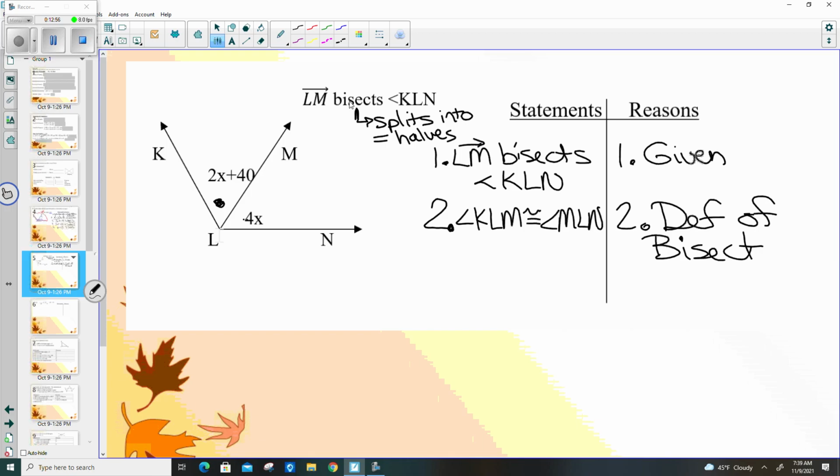What's my next step? What can I do with that congruent statement and the algebra that we have in the picture? What would you do if you were doing it on a test? How would you solve for x? What equation would you set up? I don't think we're going to combine them.